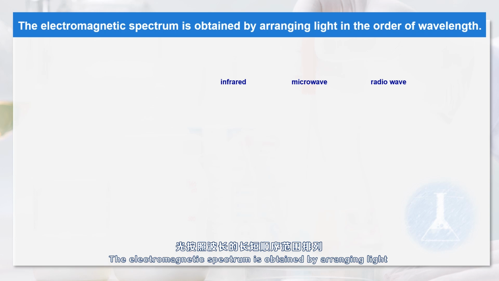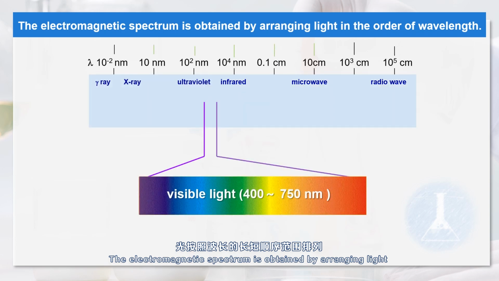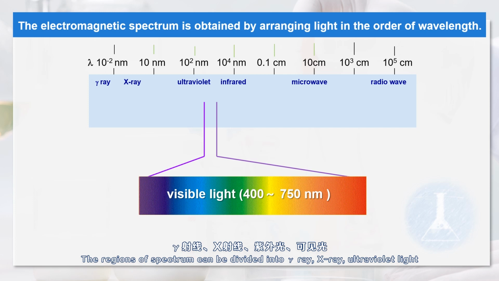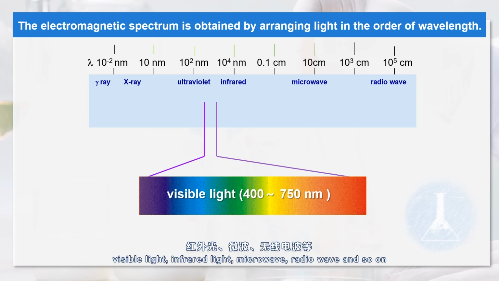The electromagnetic spectrum is obtained by arranging light in the order of wavelengths, also known as the spectrum for short. The regions of the spectrum can be divided into gamma ray, X-ray, ultraviolet light, visible light, infrared light, microwave, radio wave, and so on. What we call visible light is the electromagnetic radiation with wavelengths ranging from 400 to 750 nanometers that can be sensed by the eyes.